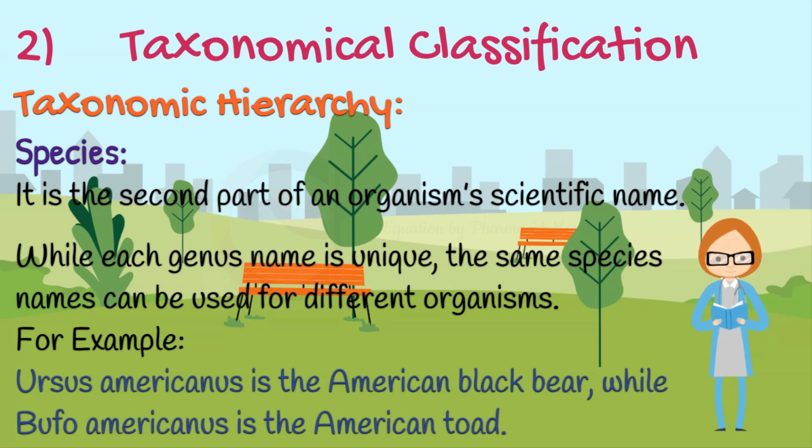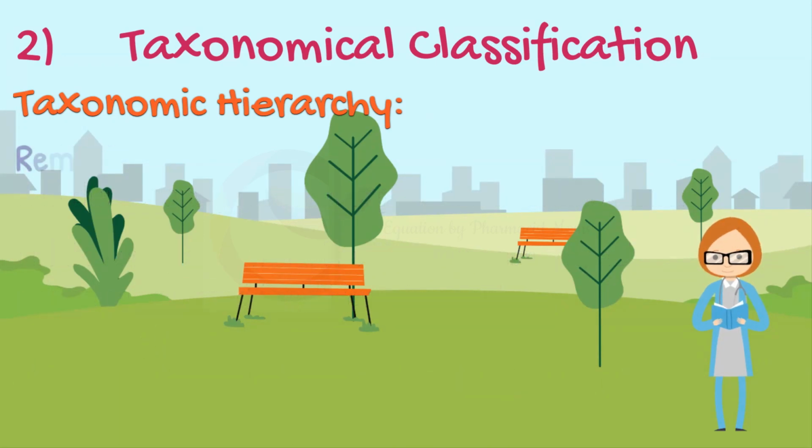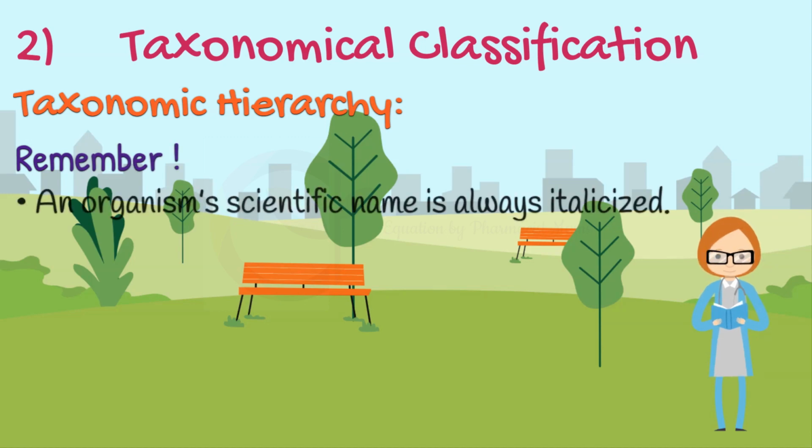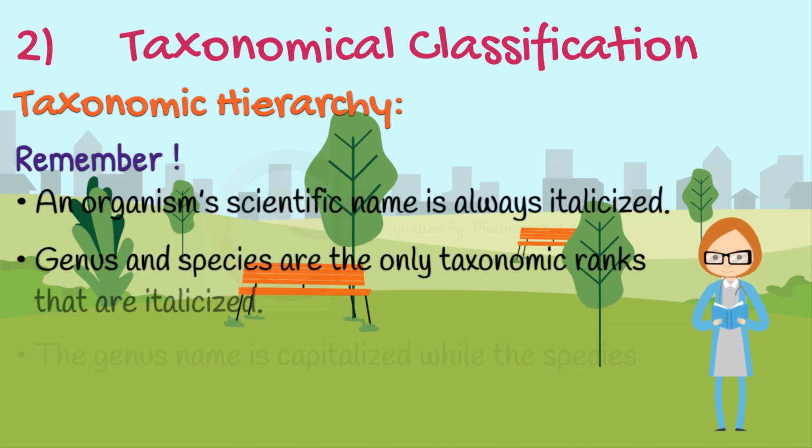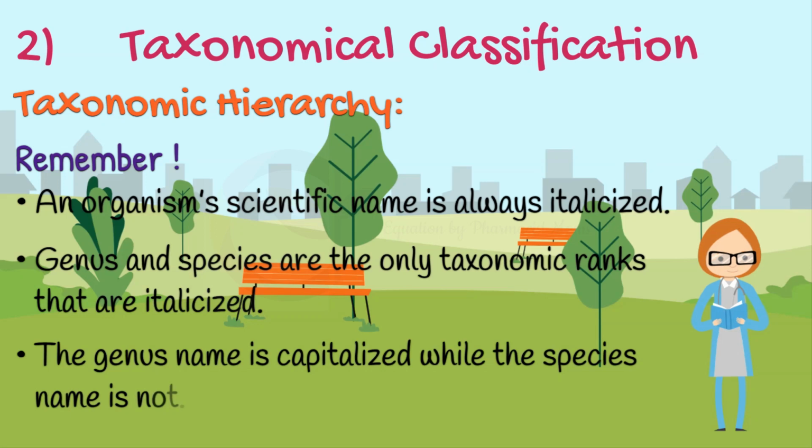While each genus name is unique, the same species names can be used for different organisms. For example, Ursus americanus is the American black bear, while Bufo americanus is the American toad. Remember, an organism's scientific name is always italicized. Genus and species are the only taxonomic ranks that are italicized. The genus name is capitalized, while the species name is not.